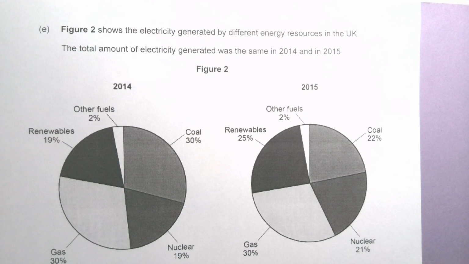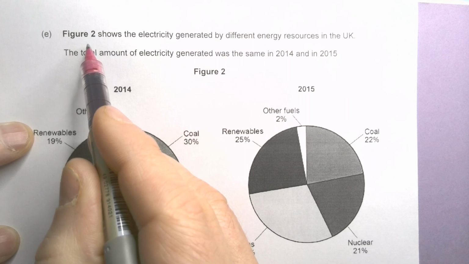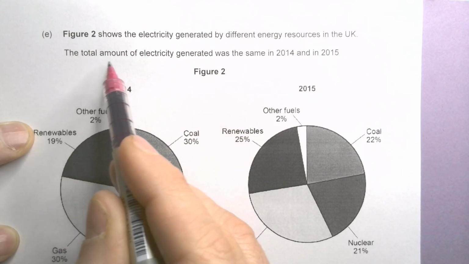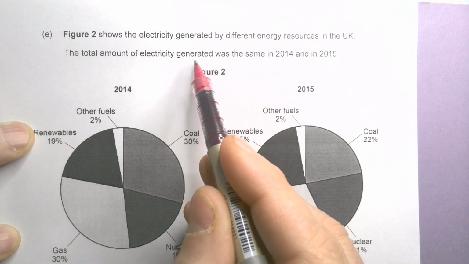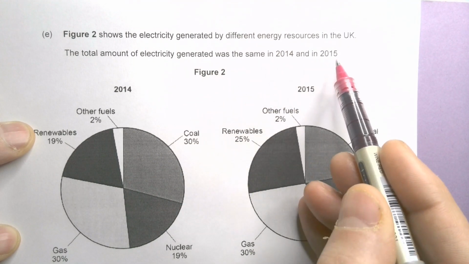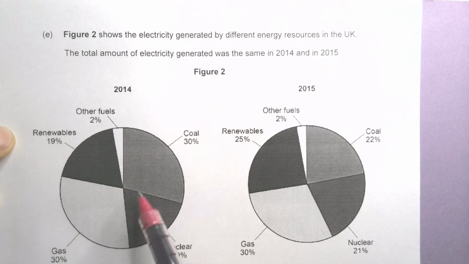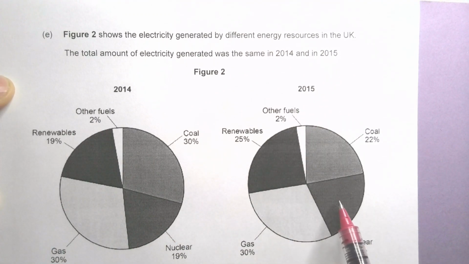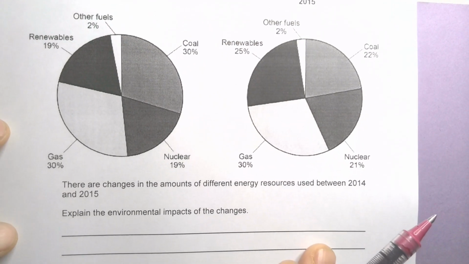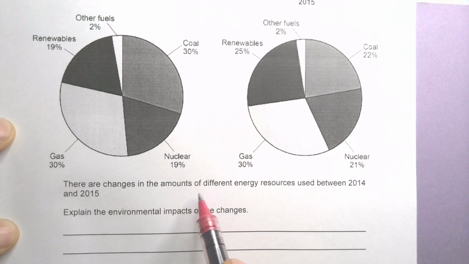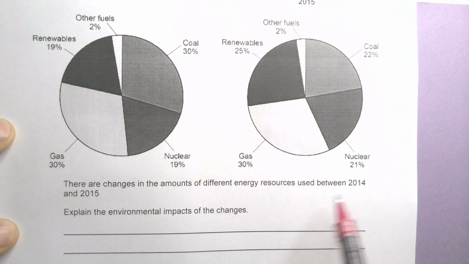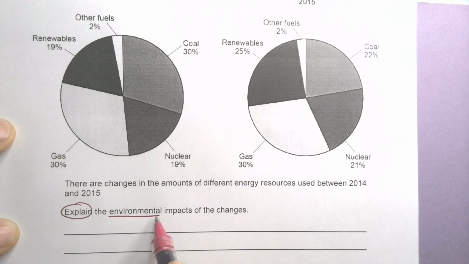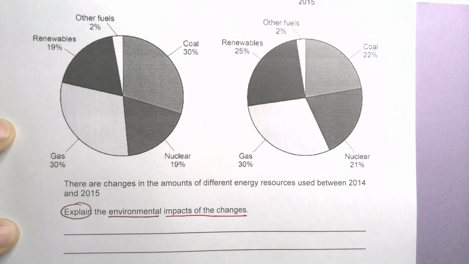Question 1e. Figure 2 shows the electricity generated by different energy resources in the UK. The total amount of electricity generated was the same in 2014 and 2015. And here we see a pie chart for 2014 with lots of different resources. The same one over here for 2015, lots of different resources. There are changes in the amounts of different energy resources used between 2014 and 2015. Explain the environmental impacts of the changes.